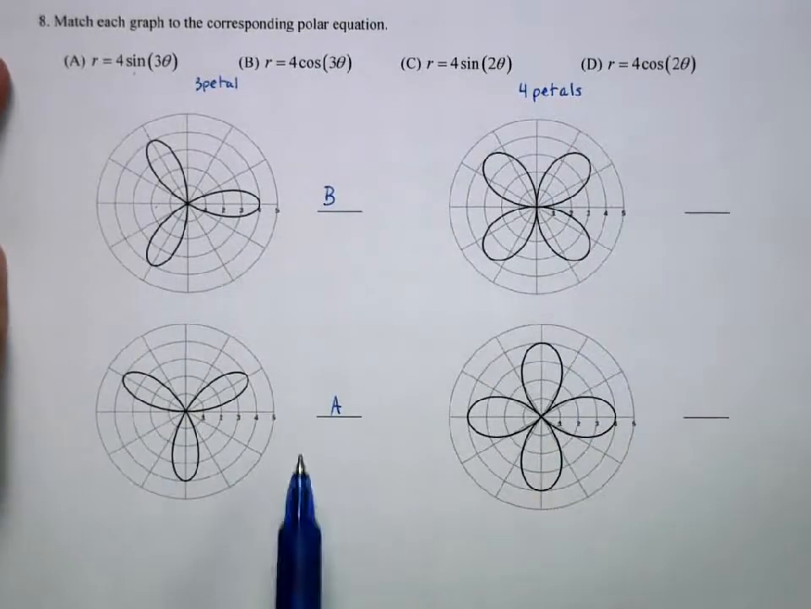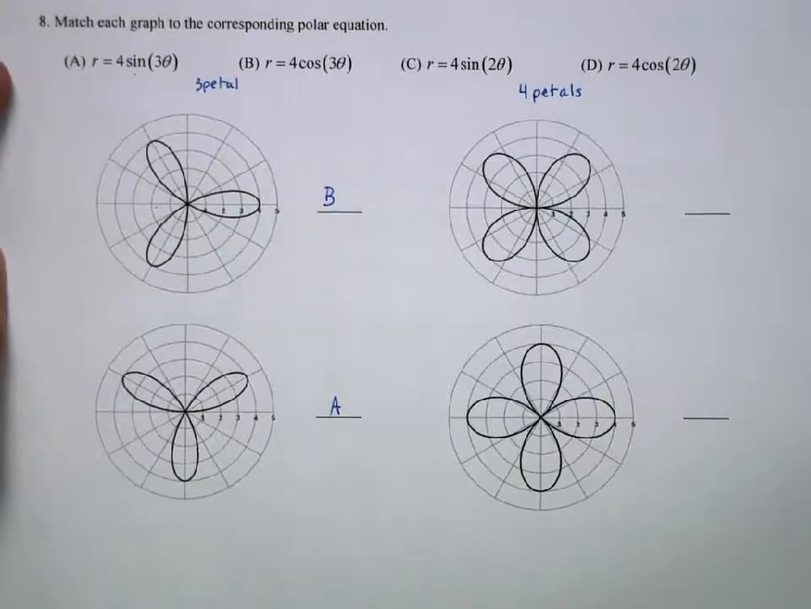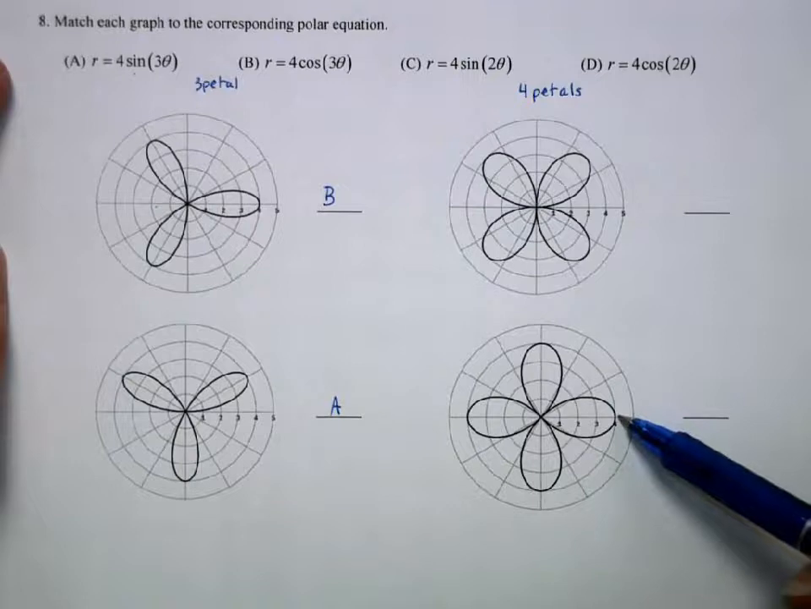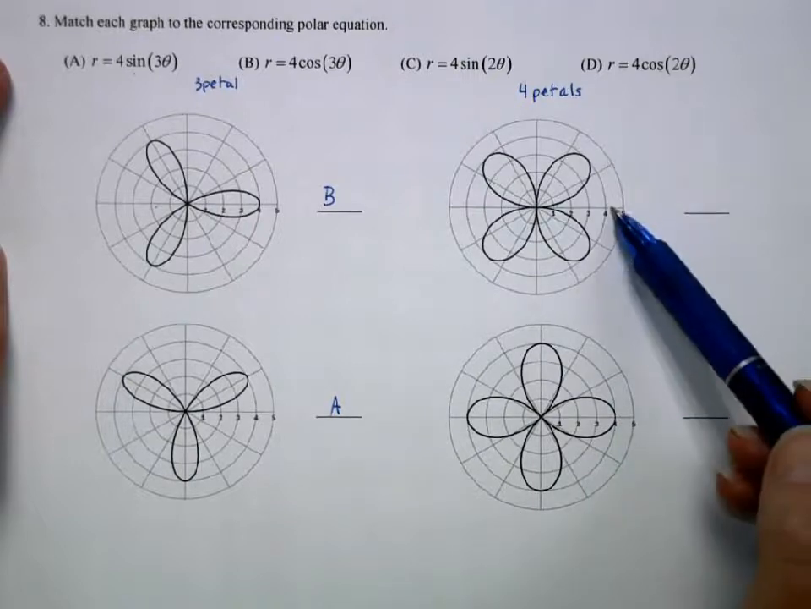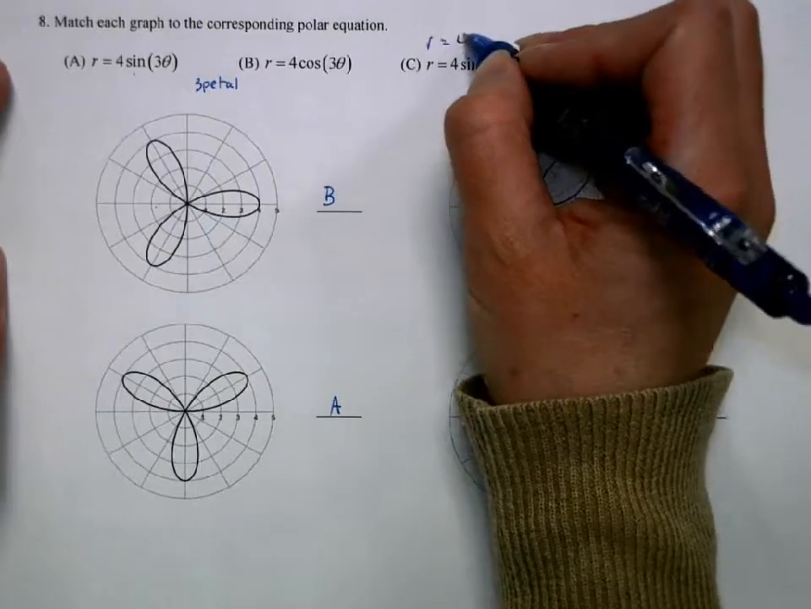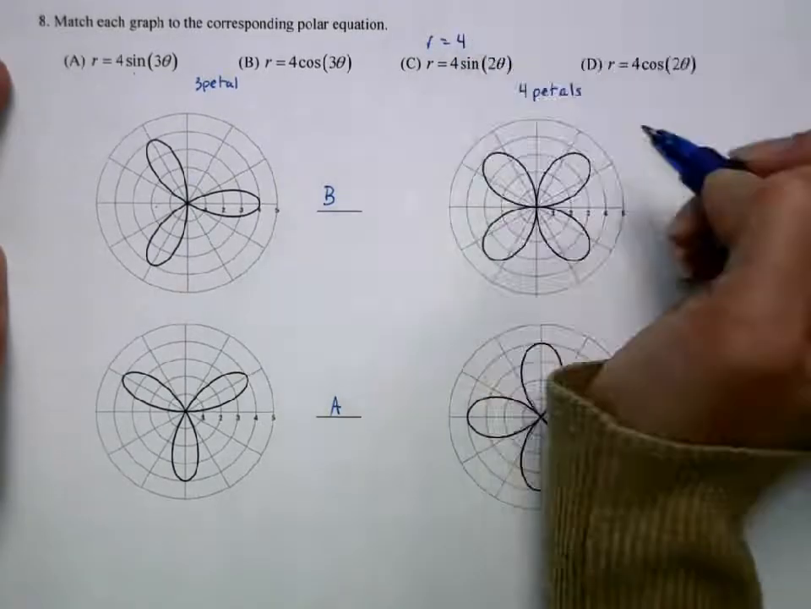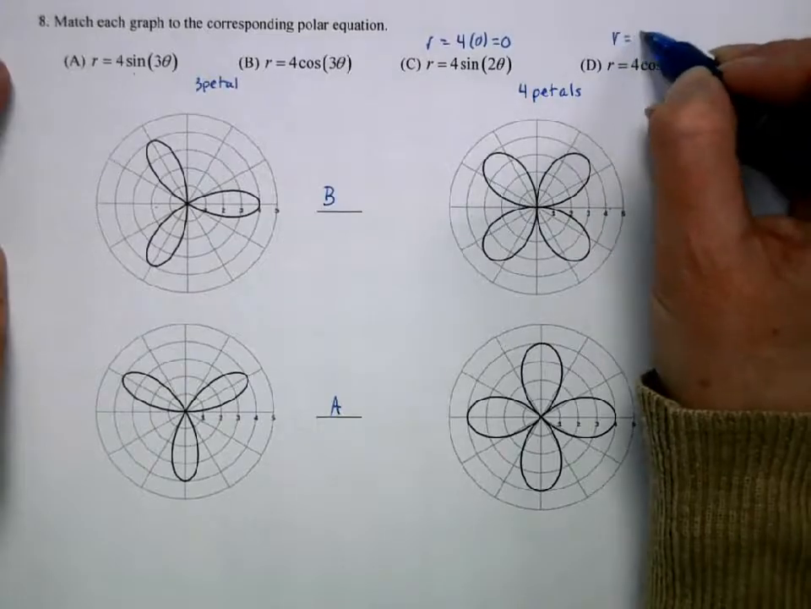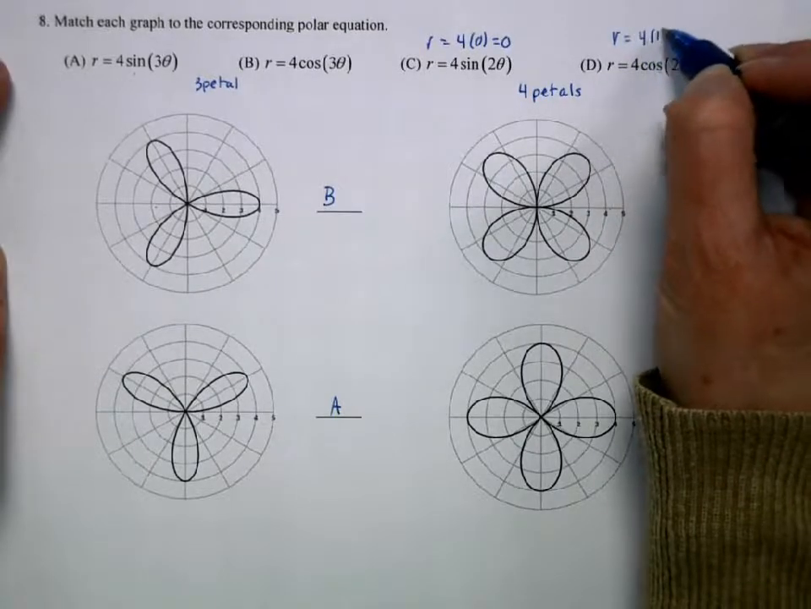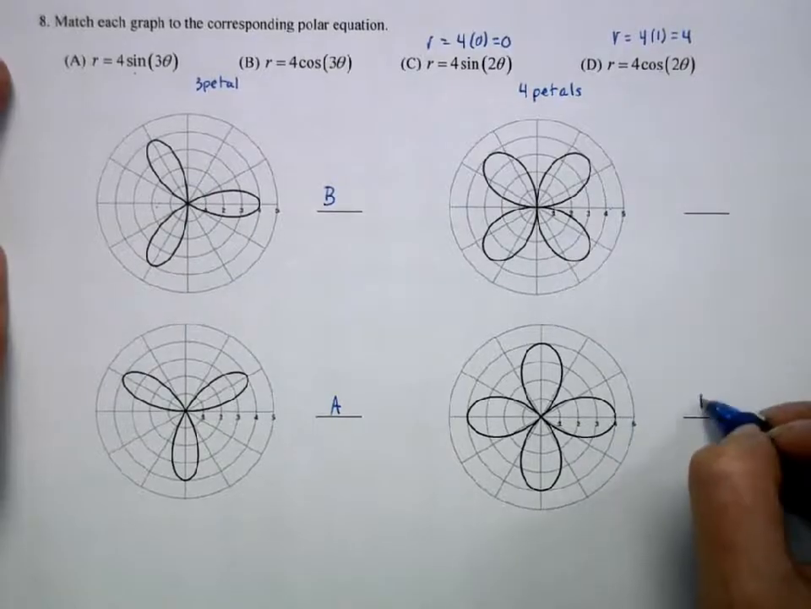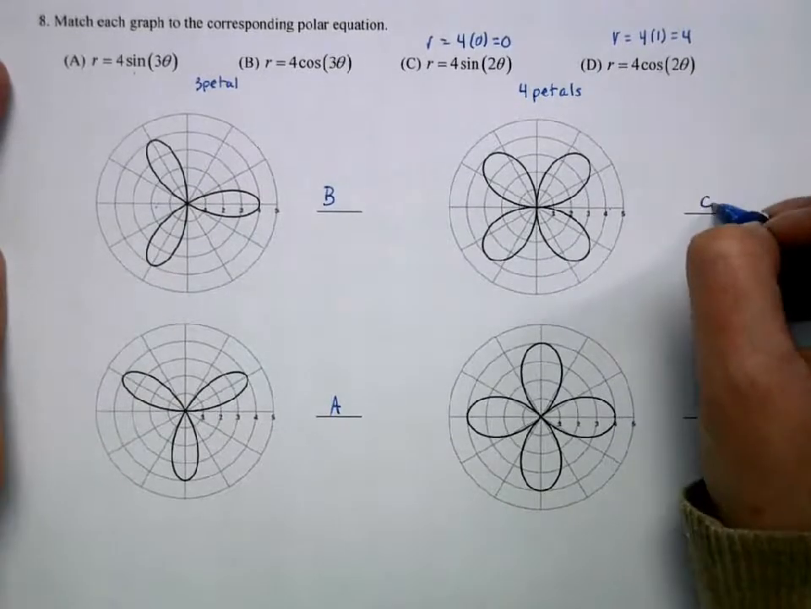This one, again, at 0, this one's at 4, this one's not at 4. Here, if I plug in 0, sine of 0 is 0, so I get 0. Cosine of 0 is 1, so I do get a 4. So this one is my cosine one, this one is my sine one. Or graph it rectangularly and you will get those petals very easily that way.